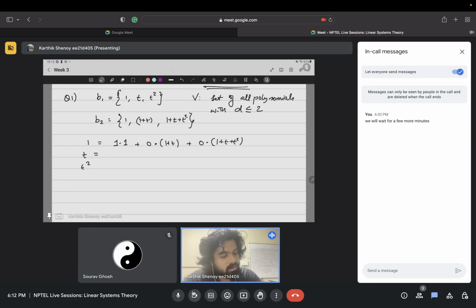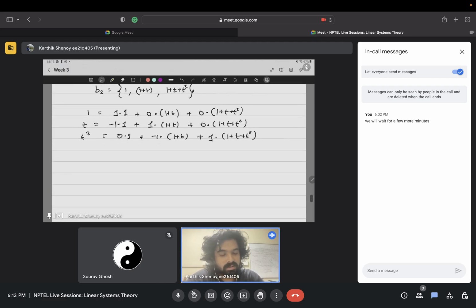And in the second case, what is this? This is minus 1 times 1 plus 1 times 1 plus t plus 0 times 1 plus t square. And the third one is 0 times 1 plus minus 1 times 1 plus t plus 1 times 1 plus t square. Okay. Now I need to write this in a matrix form.